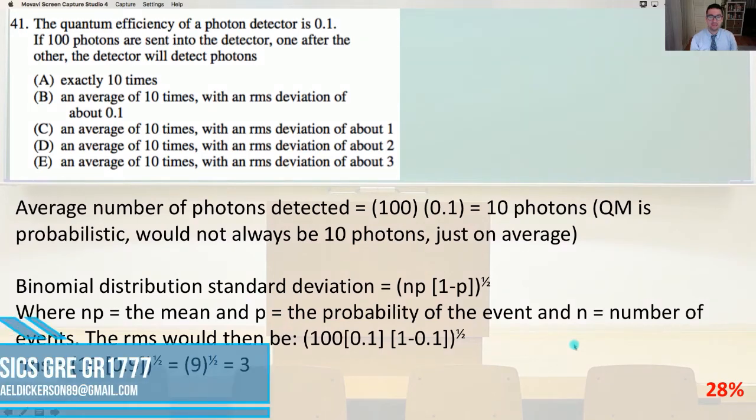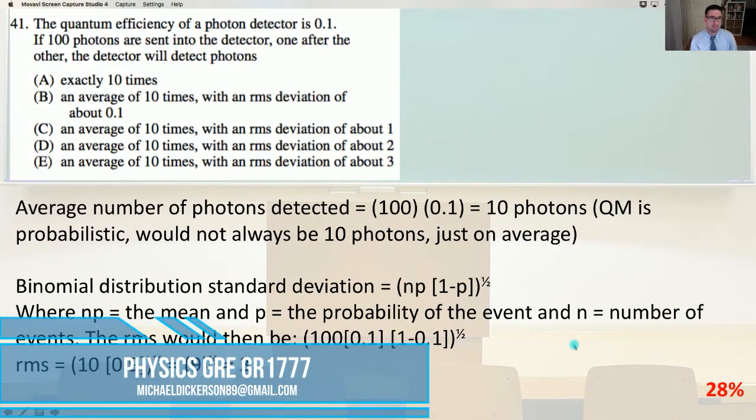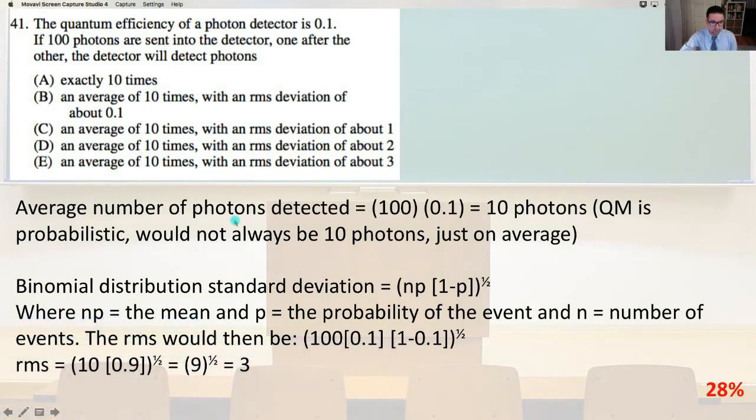We are approaching the halfway point. Not quite there yet, but we're on number 41. The quantum efficiency of a photon detector is 0.1. If 100 photons are sent into the detector, one after the other, the average number of photons detected is going to equal 100 times 0.1. That's going to equal 10 photons.